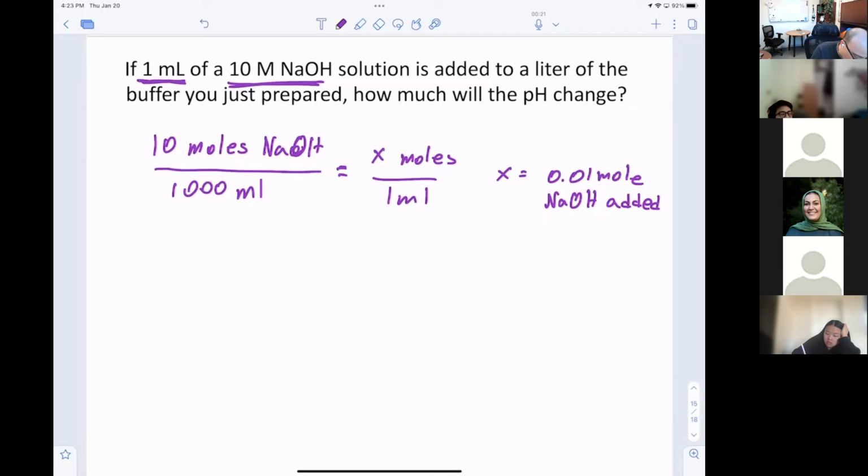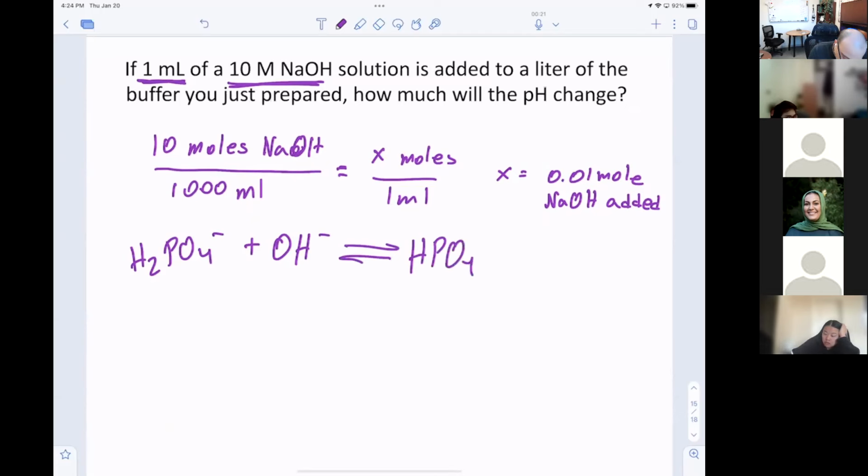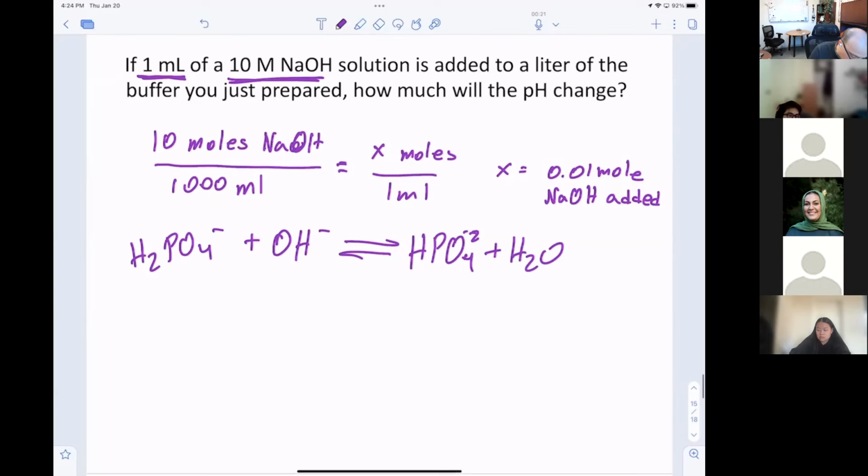Now let's draw the reaction again. So we have H2PO4 minus plus NaOH, and we know that once we add this NaOH, the weak acid will dissociate to HPO4 with this divalent charge right here, plus H2O. This is pretty much the same as we talked about before. We add sodium hydroxide, and now we have this equilibrium happening here.